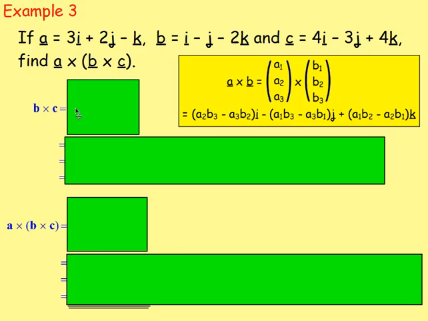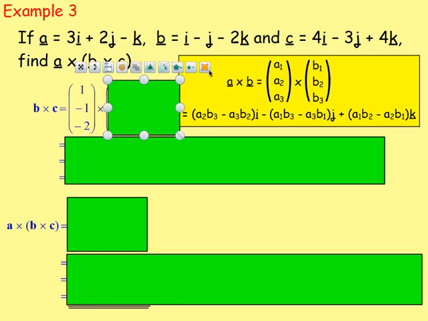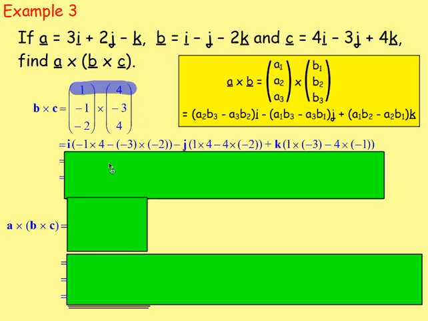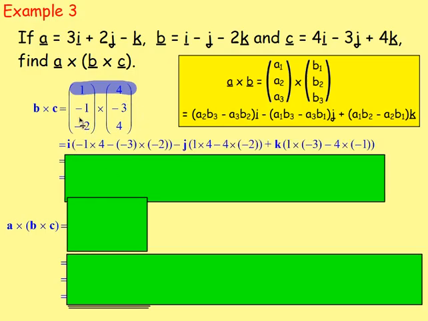To work out B cross C, once again write vector B and vector C just in component form. So for B, if you take the coefficients of i, j and k, you would have 1, -1 and 2. And we're multiplying that by C, take the coefficients, you've got 4, -3 and 4. You're wanting to work out B cross C, so to get that, first of all, once again, you cover up that top row, and you've got this 2 by 2 matrix remaining. So you would have i times, and you'd have -1 times 4, take away -3 times -2.